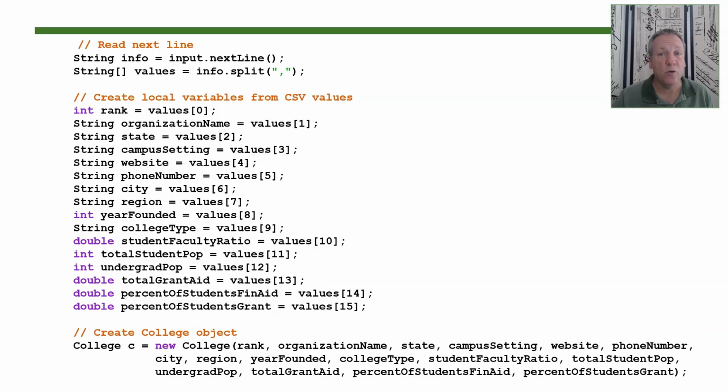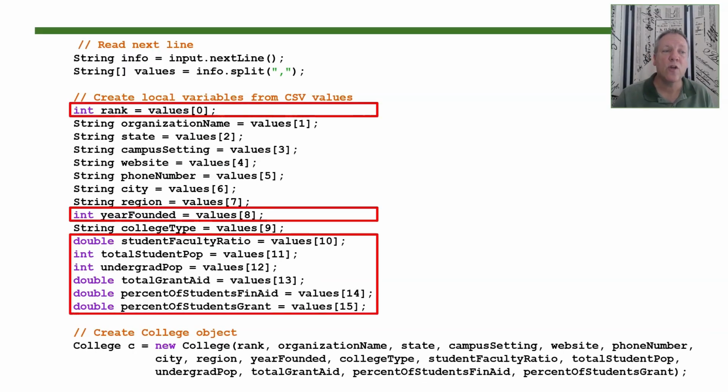So back to our code here now. So here's the code that we had the problems with. What can we do to fix this code so that instead of trying to assign values[0] directly to an integer, or undergrad pop directly to an integer, can I use those methods to convert to numerical values?